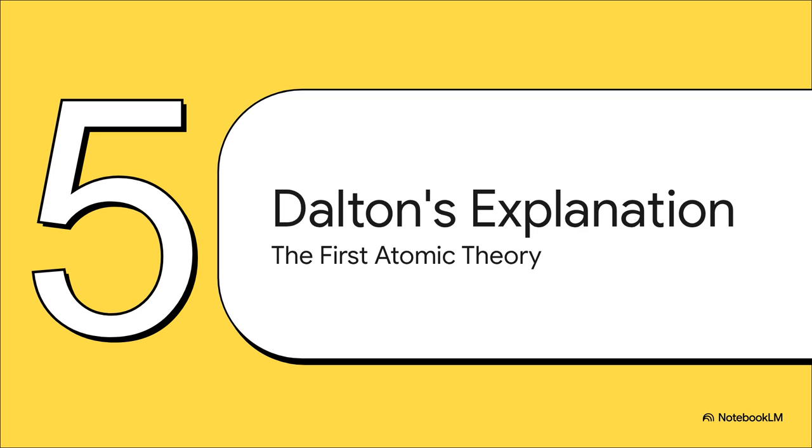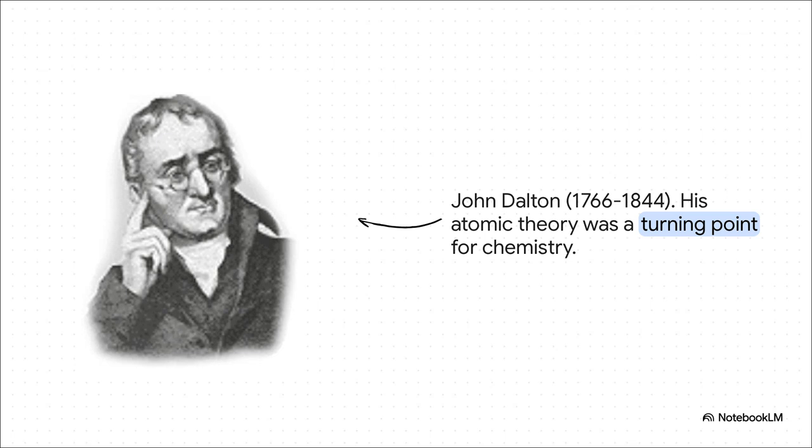So let's recap. We have the idea of atoms, we have symbols for them, and we have a way to compare their masses. Now we come to a very important scientist, an English chemist named John Dalton. He was the one who put all of these ideas together into the first proper scientific theory about atoms. This is John Dalton, and his great achievement was to show how the existence of atoms perfectly explained those two laws we started with, the law of conservation of mass and the law of constant proportions.